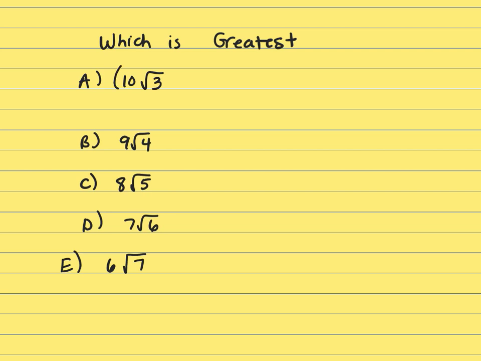What you want to do is square each one of them. So you want to square the 10, and that gives you a 100. And you want to square the 3, square root of 3. Square root 3 times square root 3 is just 3. So that gives you 300. Now you can go through this quicker than what I'm doing for this video. Just remember, when you multiply the same two square roots together, you get what's underneath the radical.